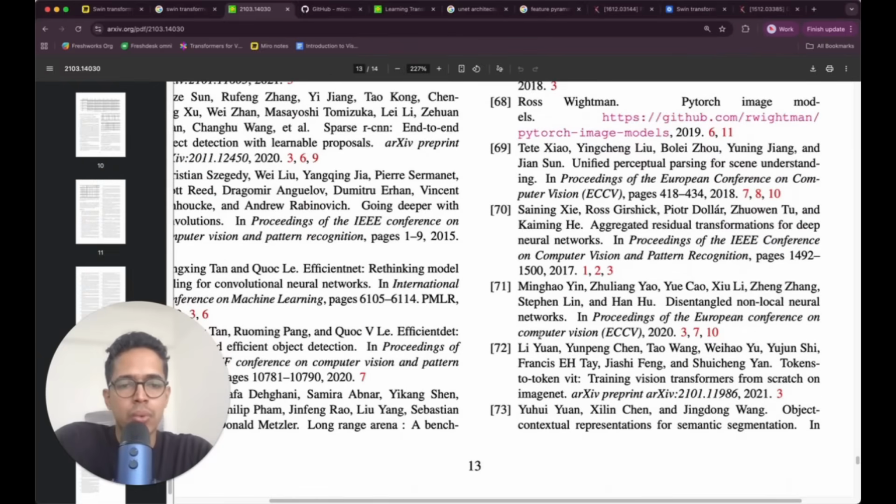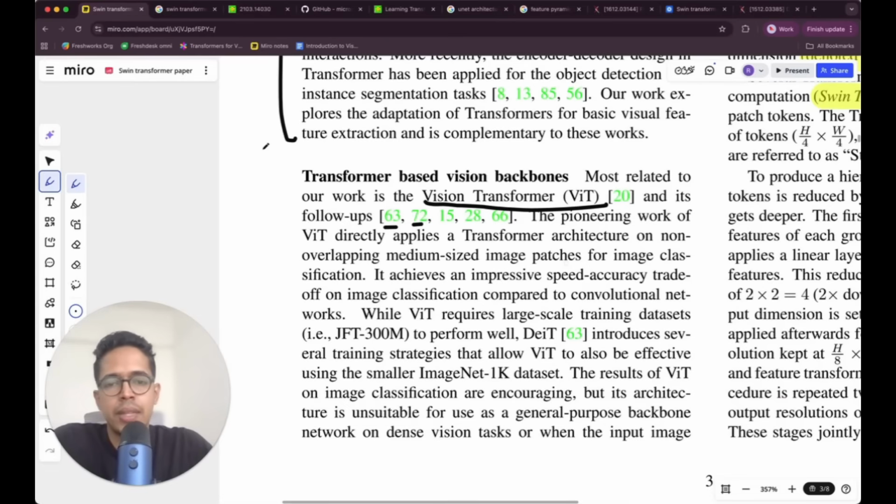Then 72 is Tokens-to-Token Vision Transformer, Training Vision Transformers from Scratch on ImageNet. This is not the Vision Transformer paper; the Vision Transformer paper is different. Anyways, those are the papers that they are citing here. The pioneering work of Vision Transformer applies a transformer architecture on non-overlapping medium-sized image patches. 16 by 16 is what they mean by medium. For classification, it achieves an impressive speed-accuracy trade-off compared to convolutional networks.